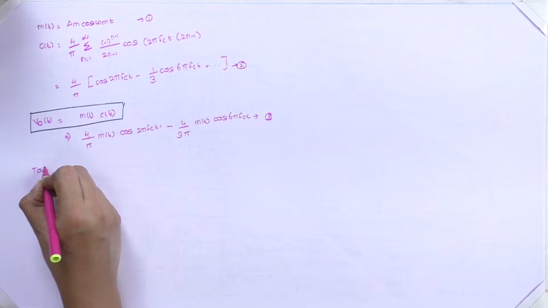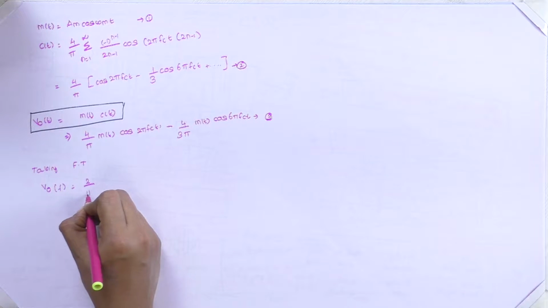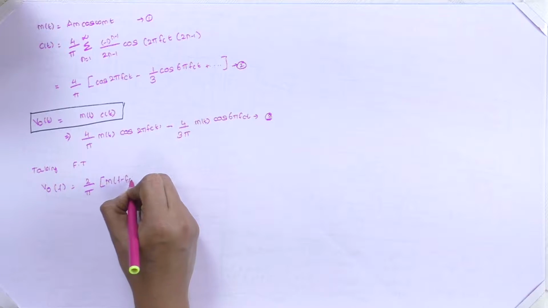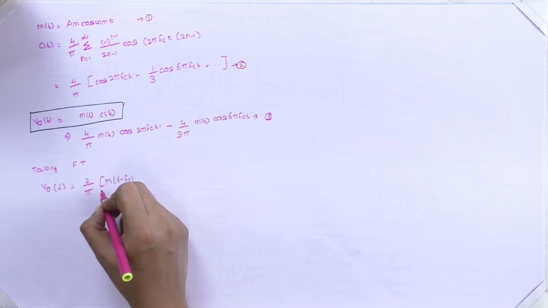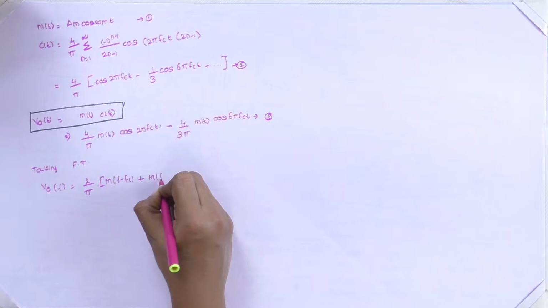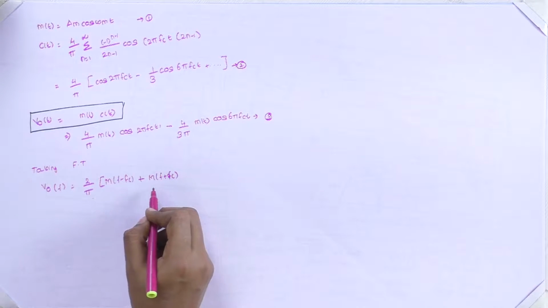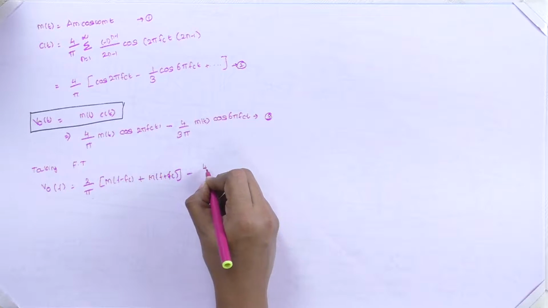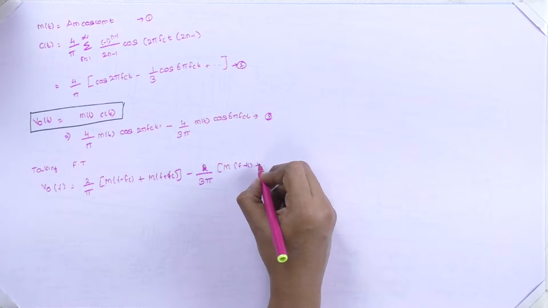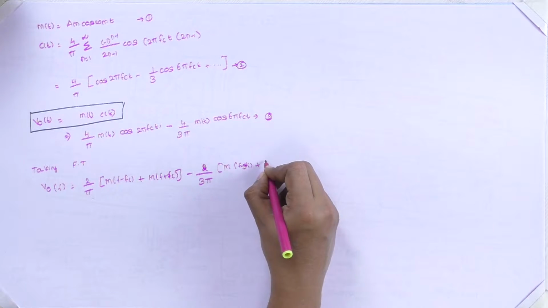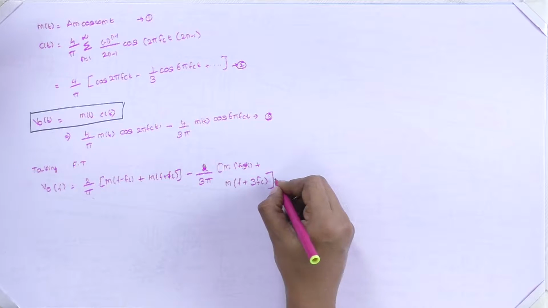We know that by taking the Fourier transform, we will get v naught of f, which is equal to 2 by pi m of f minus fc. The Fourier transform pair for the message signal with cos of 2 pi fc t gives m of f minus fc plus m of f plus fc, divided by 2. Already we have 4 in the numerator, therefore we get 2 by pi times m of f minus fc plus m of f plus fc as the final product. Here also, 2 by 3 pi times m of f minus 3fc plus m of f plus 3fc. So this is our equation number 4.